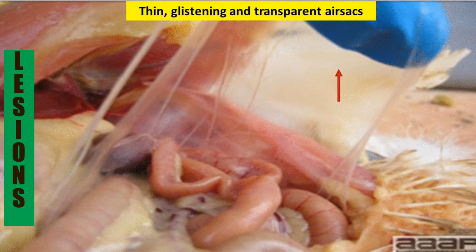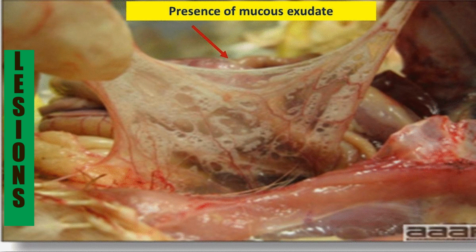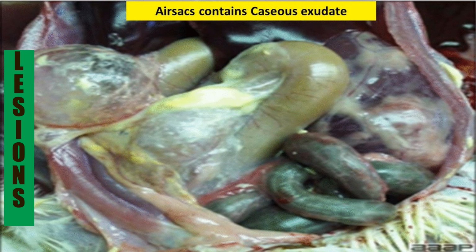Air sacs are normally thin, glistening and transparent, but bacterial infection will cause the air sacs to become thickened, the number of blood vessels within the air sac walls increases, and exudate will accumulate within the cavity of the air sac. An acute inflammation will be characterized by the presence of mucus exudate which will eventually become fibrinous. Thickened air sacs and caseous exudate in the air sac will be present in more severe and chronic cases.